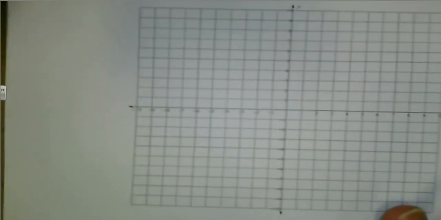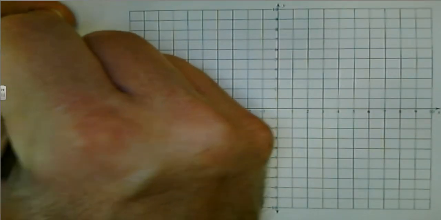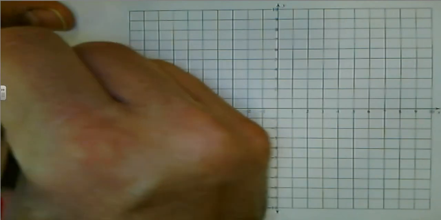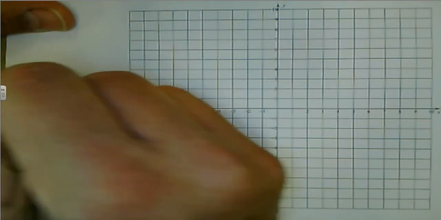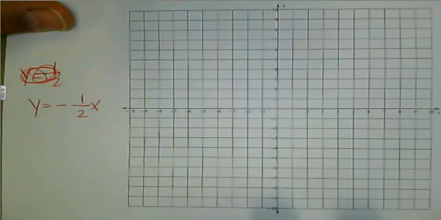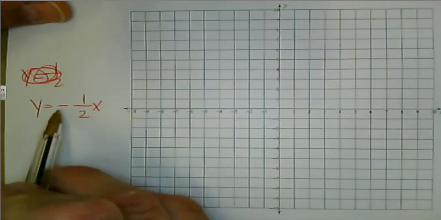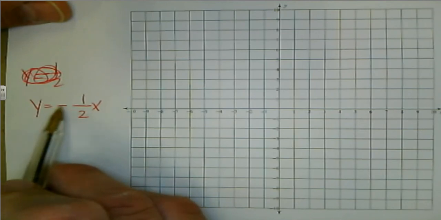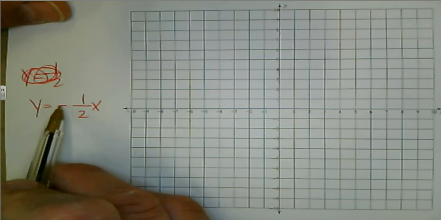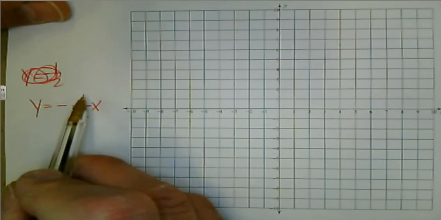Let's look at number 4. Number 4 has y equals negative 1. By the way, let me rewrite that. Y equals negative 1 over 2 x, that's it. Note that the negative is in the center. That goes to the top. So if you rewrite it, that's negative 1.